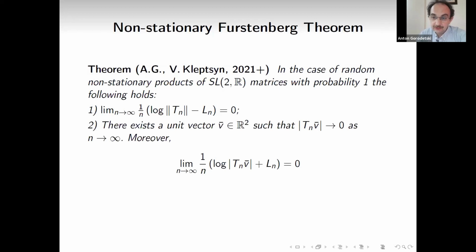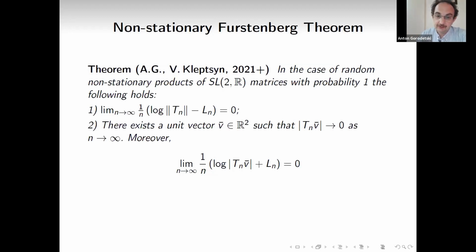Now, it is not true that if you just have an infinite product of matrices such that the norm grows, then such a vector exists. Of course, for any finite product of matrices, if the norm is large, then there exists a vector that is going to be the contracting vector. But the sequence of those contracting vectors does not have to converge. In order for the sequence to converge, you need some special conditions.